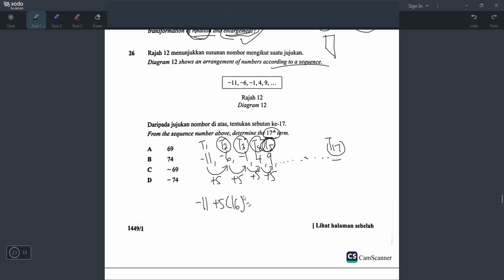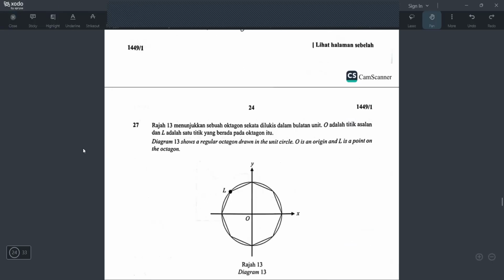So I hope you understand my explanation. Now press the calculator. We will press 5 times 16 first, and then only take negative 11 plus the answer. Okay, my calculator gives me 69, right? So yeah, that's the answer. So I hope you understand my explanation. Now we can continue with 27.